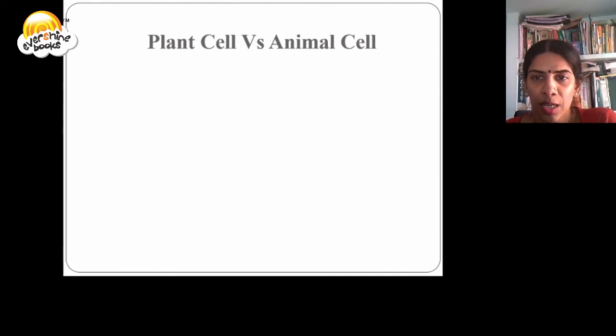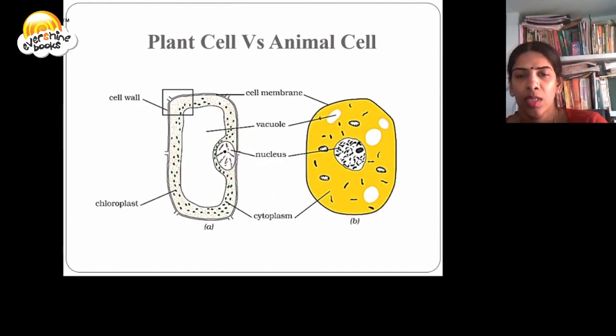Plant cell versus animal cell. The structure shows the cell wall is absent in the animal cell. The vacuole occupies the center position in the plant cell. The vacuole is bigger in the plant cell while it is smaller in the animal cell. The nucleus is centrally positioned in the animal cell. In addition to the cell membrane, plants also have a cell wall. Chloroplast is specific only to the plant cell and it is absent in the animal cell.